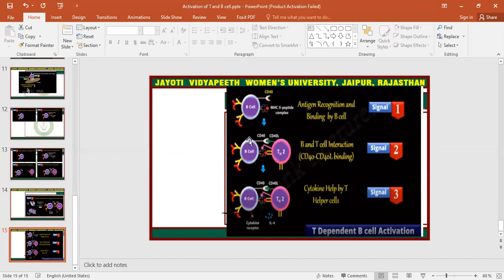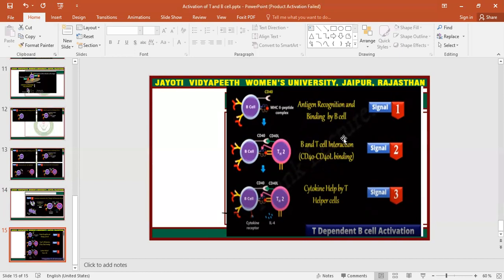So first we are completing the complete lecture here. First of all, the antigen is recognized by the B cell, and it will process the antigen and present this antigen on the surface of the B cell by major histocompatibility complex number 2. This major histocompatibility complex will attract the T helper cells.